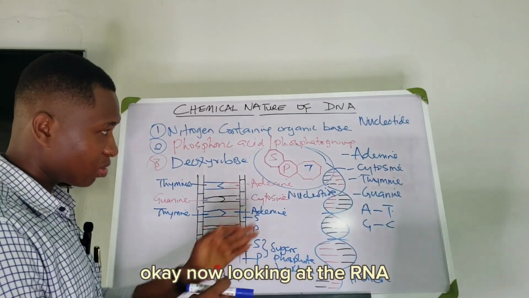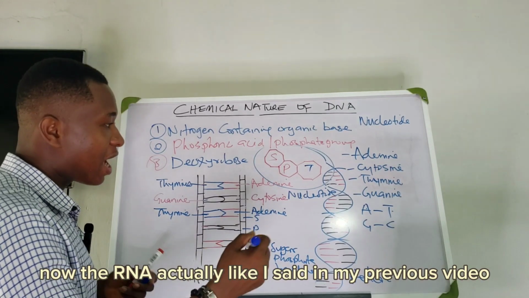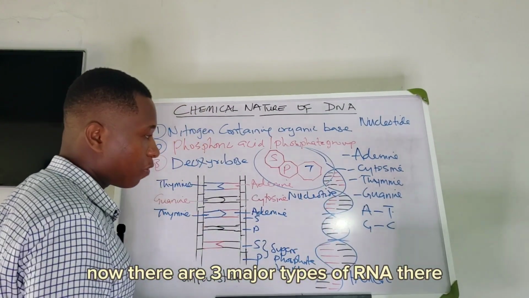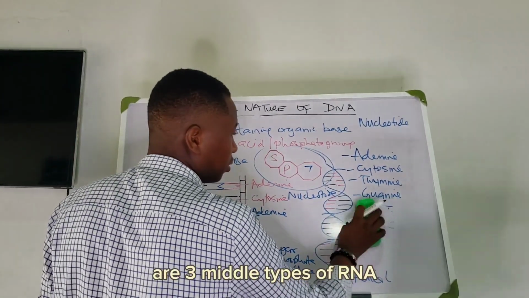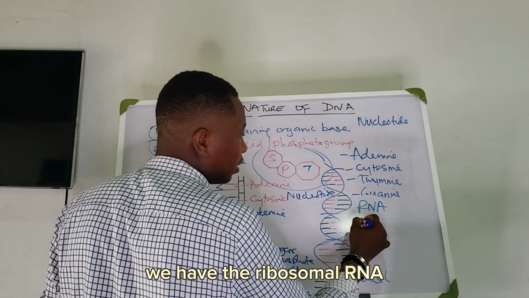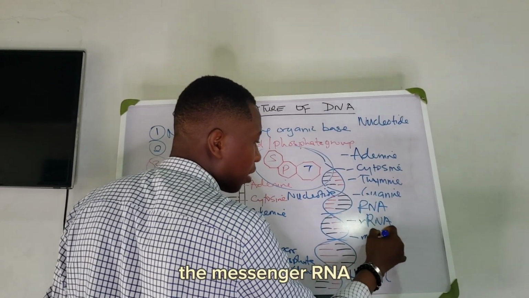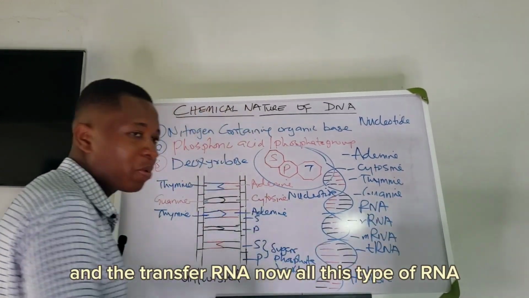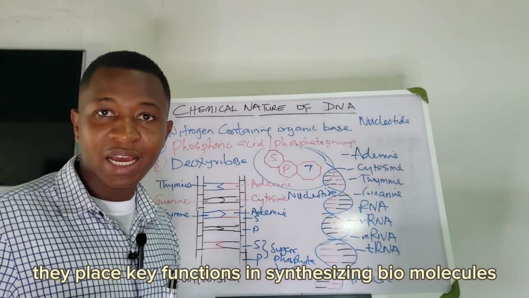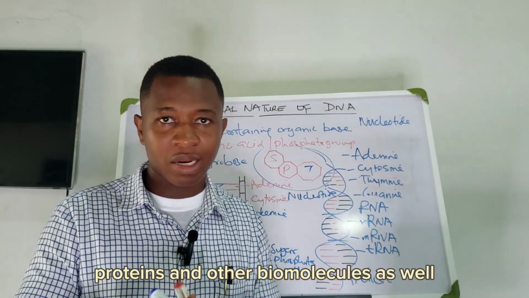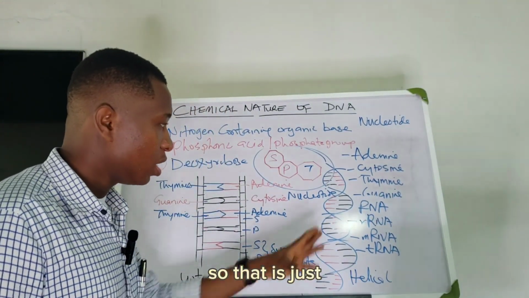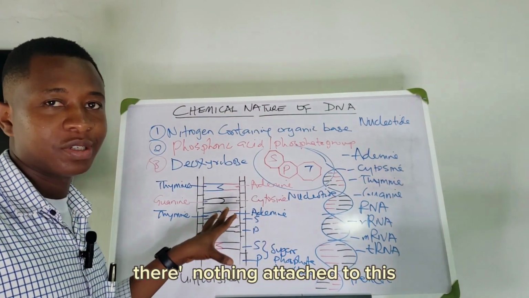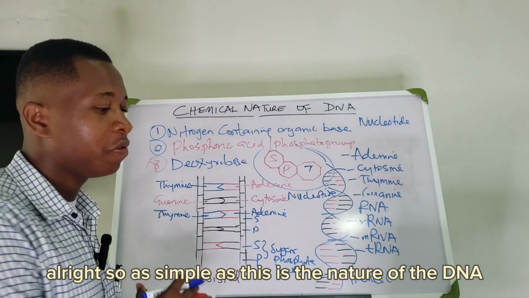Okay, now looking at the RNA, the RNA actually, like I said in my previous video, is scattered in the cytoplasm. All right, now there are three major types of RNA. We have the ribosomal RNA, the messenger RNA, and the transfer RNA. Now, all these types of RNA play key functions in synthesizing biomolecules, proteins, and other biomolecules as well. So this is just an overview of the chemical nature of the DNA. There's nothing attached to this. All right, so as simple as this is the nature of the DNA.